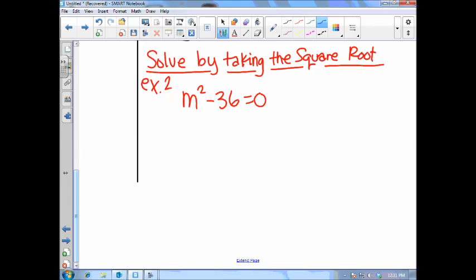Oh, close. There you go. The inverse operation of subtracting 36 is to add 36, right? But we must do it on both sides, because that equal sign divides the 2 sides. So these cancel out, and we're left with m squared equals 36, which almost looks like m is by itself, but it's not quite by itself.